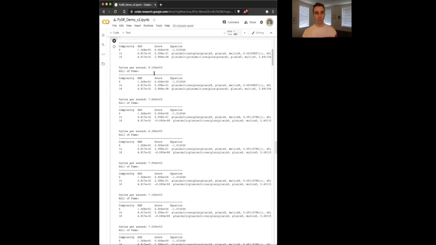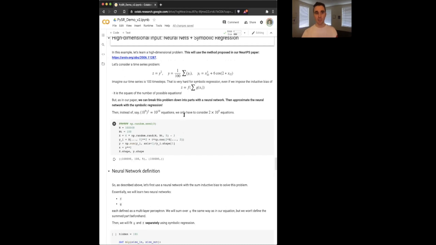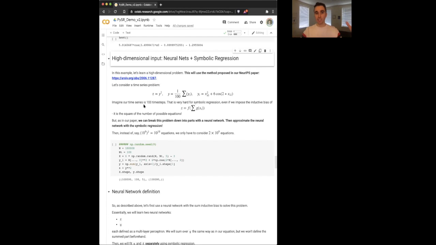This is a high dimensional data set. Let's say that you have a time series and you want to learn some equation over the entire time series. So this is like a 500 dimension input and you want to predict some number. How do you do that in symbolic regression? Pure symbolic regression is pretty much impossible, because you would have to consider maybe 10 to the 9 equations.